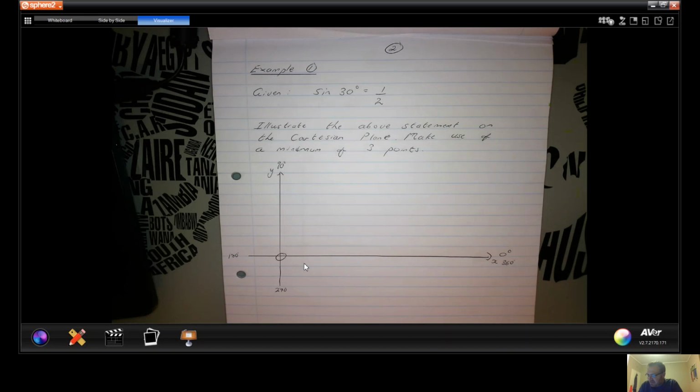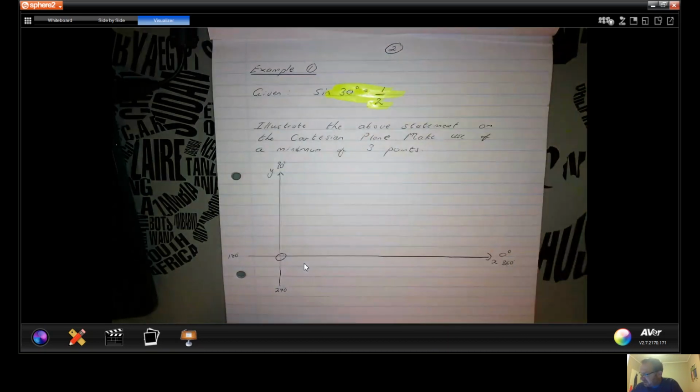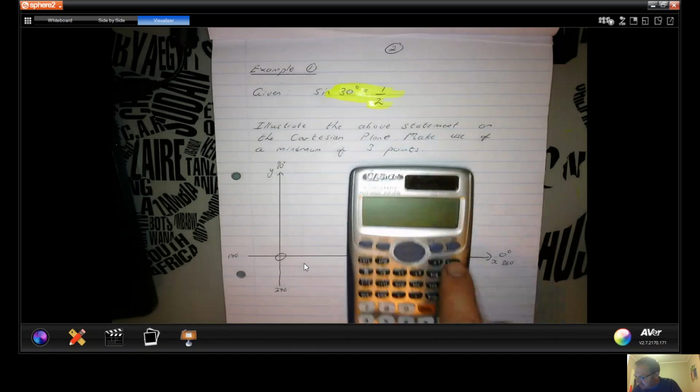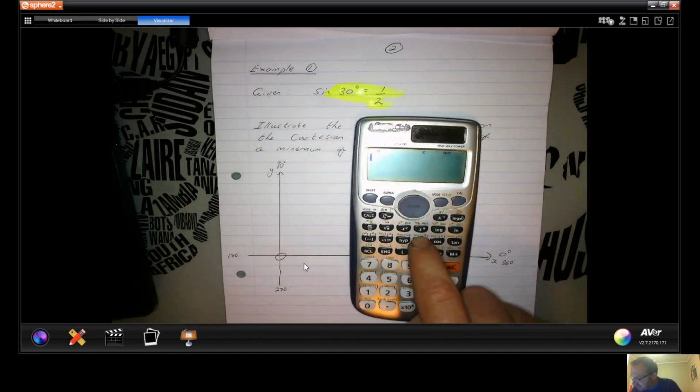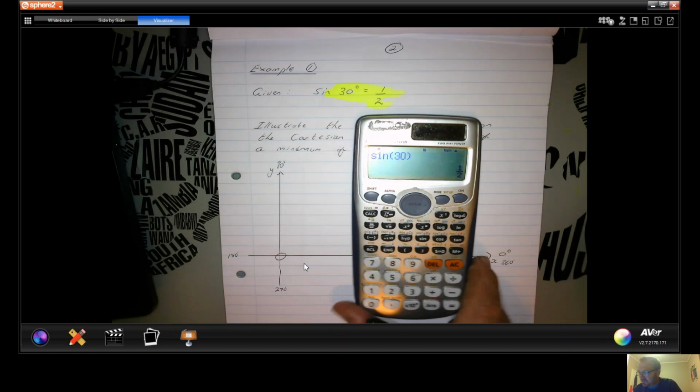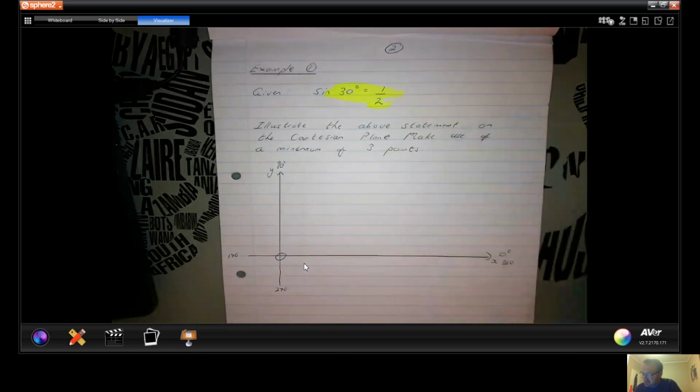So it says given sine 30 is equal to a half. So they give you that statement. You can check on your calculator. Remember, to work out sine of 30, if you're given the angle, you go sine 30. If you're looking for the angle, you go sine to the negative 1. So sine of 30 degrees, and you see it's equal to a half. Right. So it says illustrate the above statement on the Cartesian plane. Make use of a minimum of 3 points.